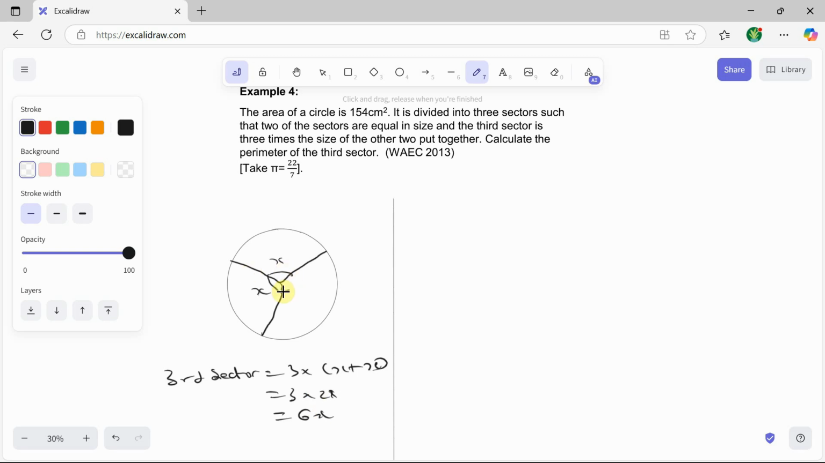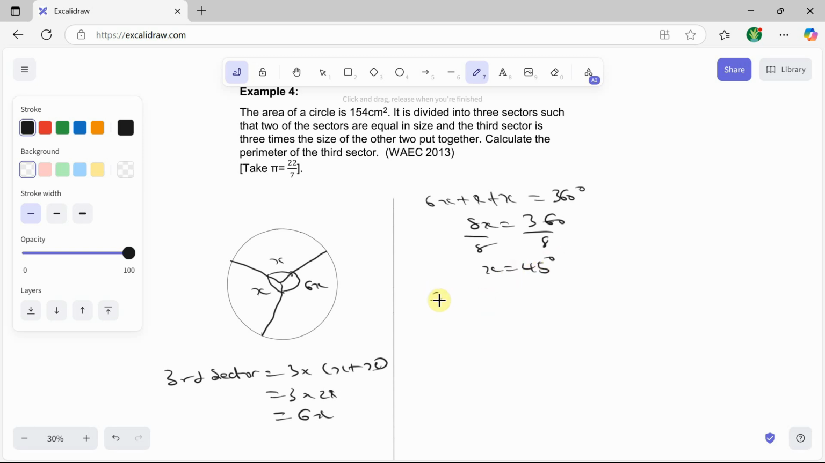So that means this angle here is 6x. It now says to calculate the perimeter of this third one, this biggest one. So we can find x because 6x plus x must be equal to 360 degrees, right? Because the angle in a circle is 360. So 6x plus x is 7x, that is, 7x is equal to 360, and dividing both sides by 7, what does that give me? 360 divided by 8 would give you 45. So x is equal to 45 degrees.